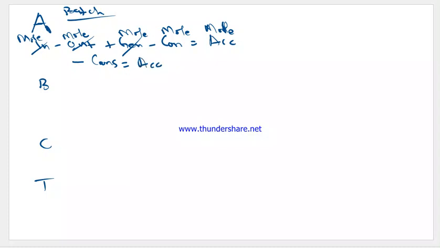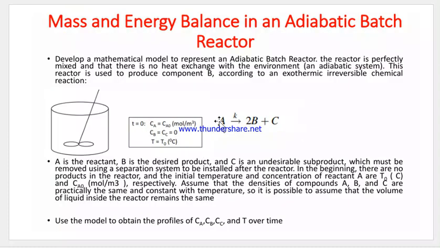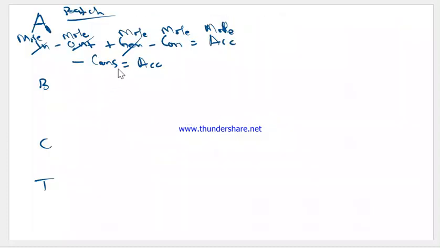For B, please remember this. A is consumed, B and C are generated. So for B, it will be the same thing, but it is generated in this case, not consumed. That means we have B generated. So this is A consumed equals A accumulated. So B generated is equal to B accumulated. Similarly, C generated is equal to C accumulated. Now, for the energy balance, we shall go to that later. Let's finish with the mole balance first.